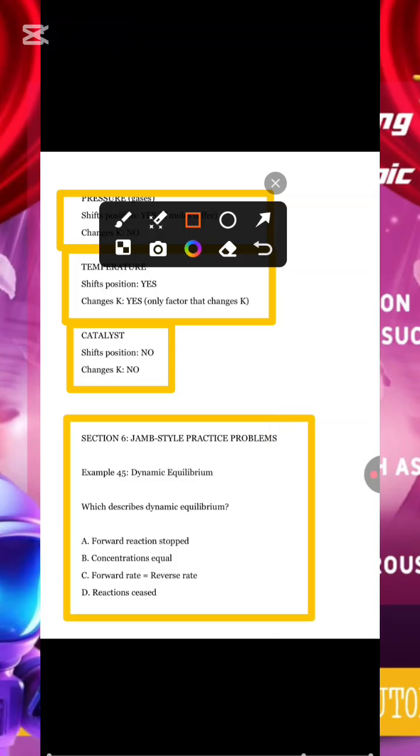Okay, it's a JAMB style problem. Not that it's a JAMB past question. No, it's just a question that looks like it. All right, now which describes equilibrium? Which of the options describes equilibrium? Which of these options accurately describe what equilibrium is?